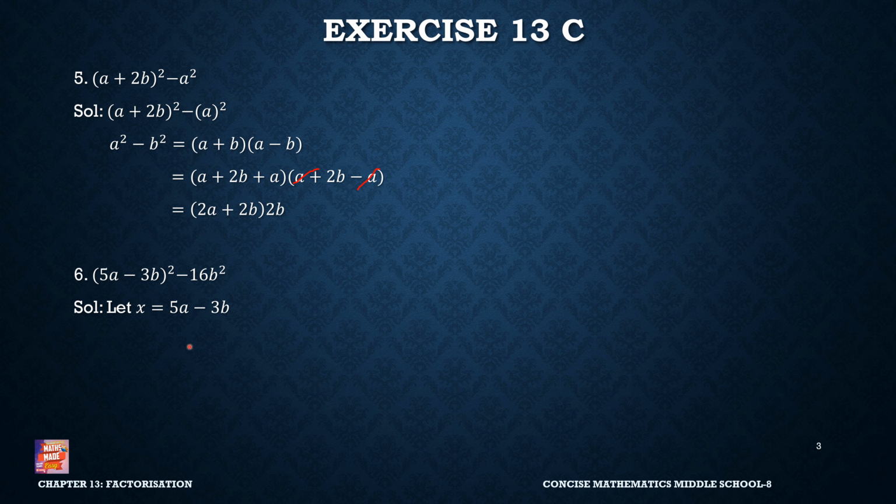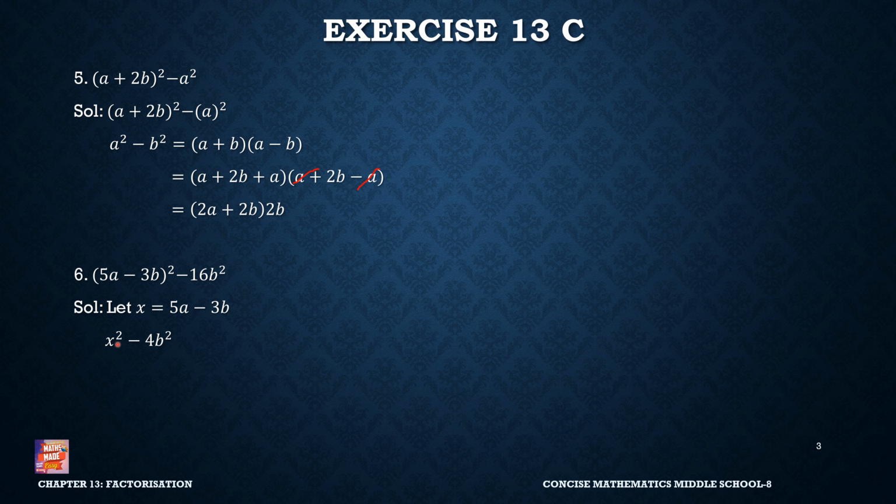Here this is another method, so I'm going to assume that x is 5a minus 3b. That means this part I am going to assume as x, so I'm just replacing it, so it becomes x square minus 4b square. This is one more method, children. You can do the problem in any method.